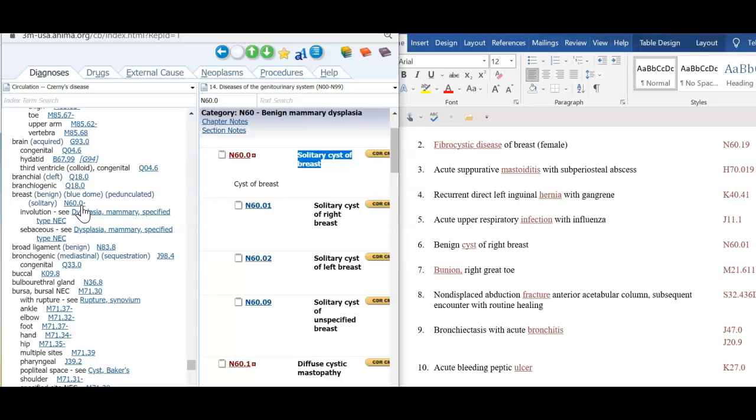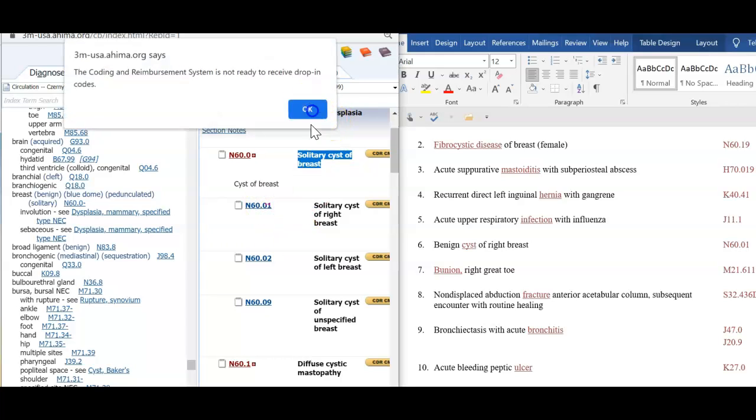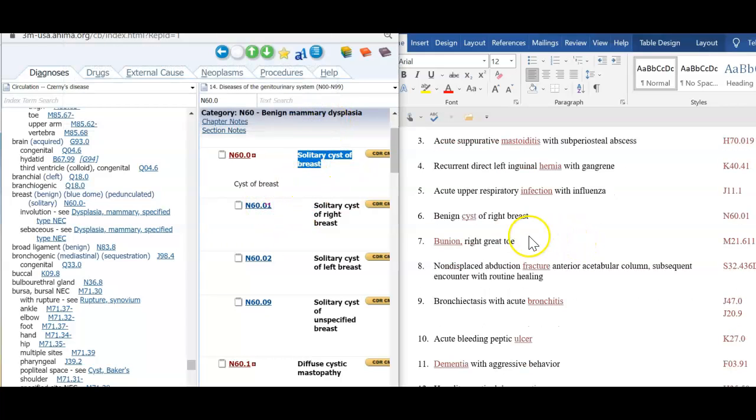So go ahead and pause the tape till you get there. So I'm in N60.0. I know that right here it says benign, and it's right. So I'm going to go to right, so N60.01, and I have right. So that is my total code, correct? So click onto that.